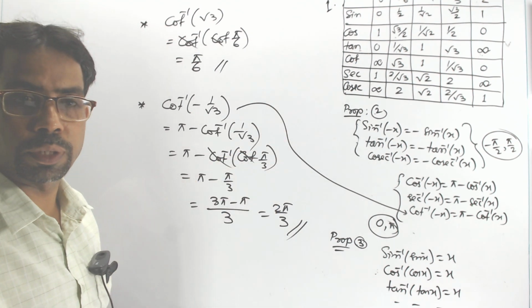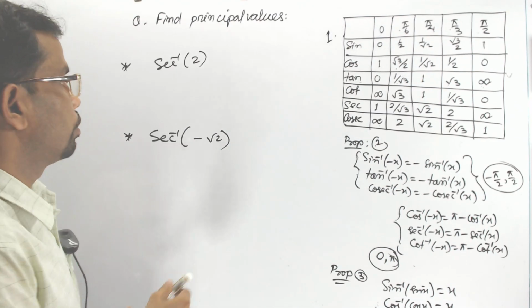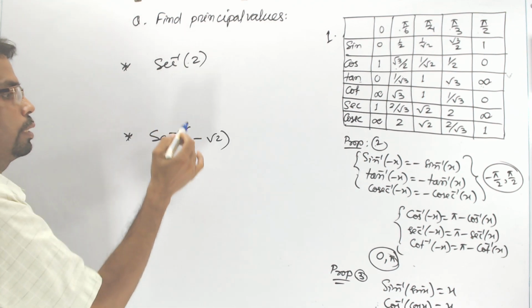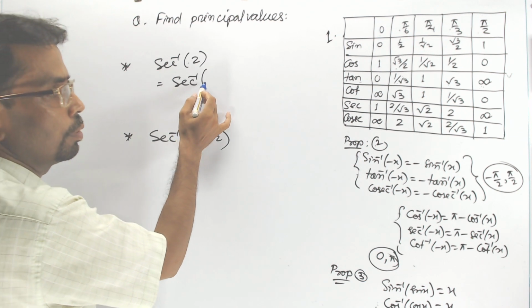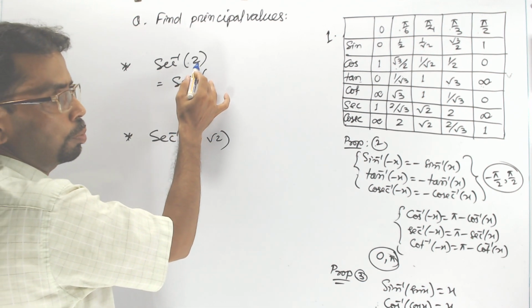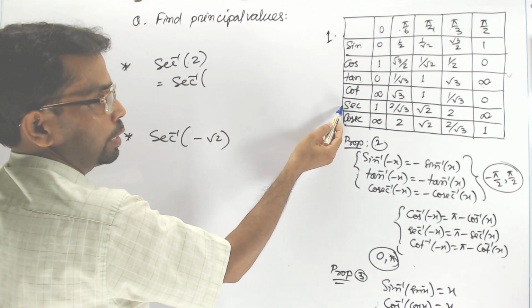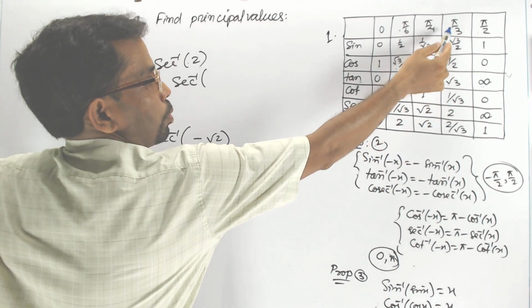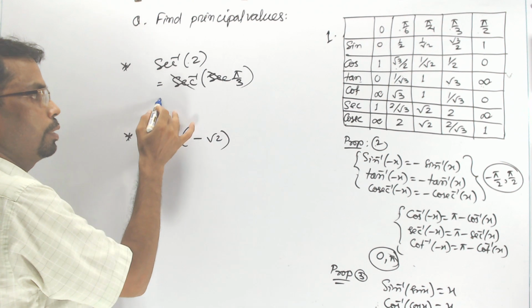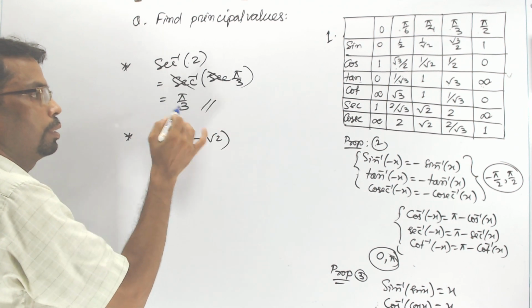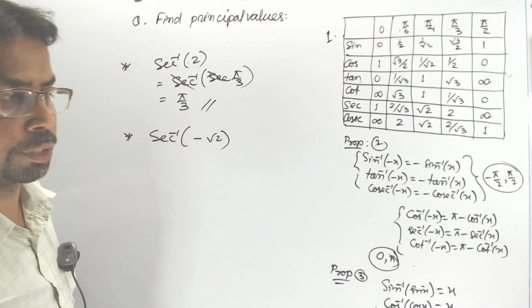For sec, one is for a positive value of x, another for a negative value of x. For a positive value of x we only have to see the number corresponding to which angle. You see, in sec, 2 corresponds to pi by 3, sec pi by 3. Then sec inverse sec cancel, and the answer is pi by 3. This is the principal value of the given function.